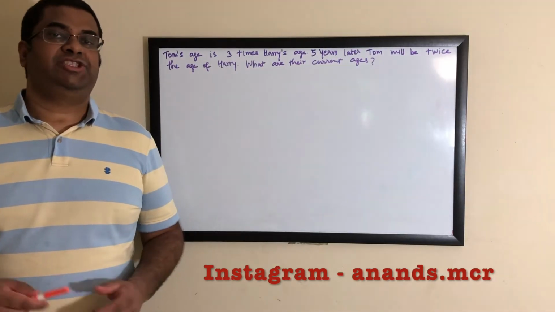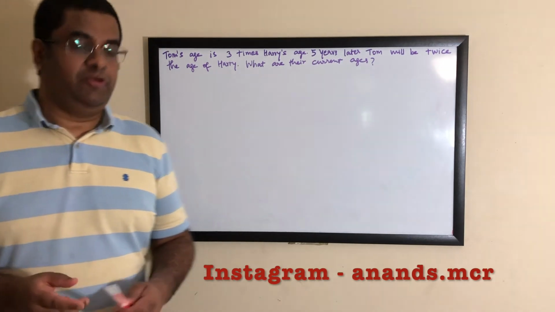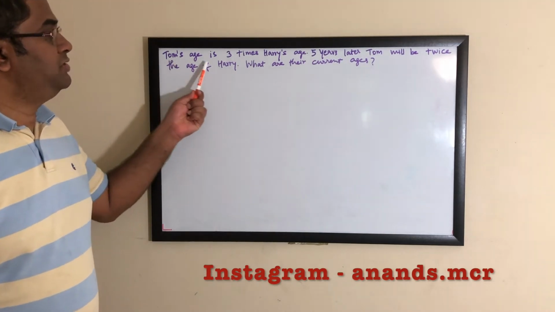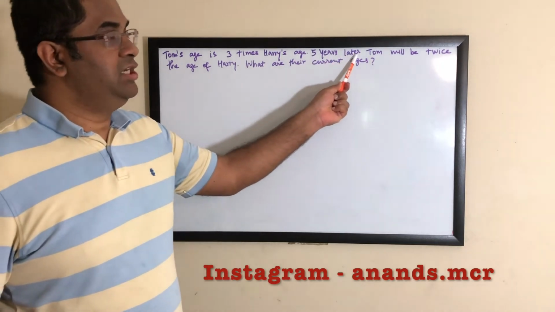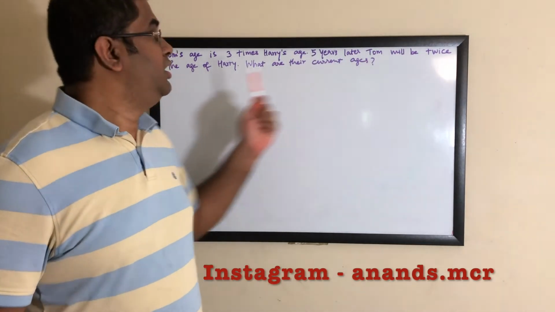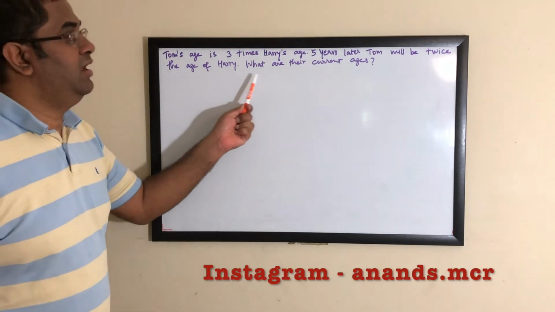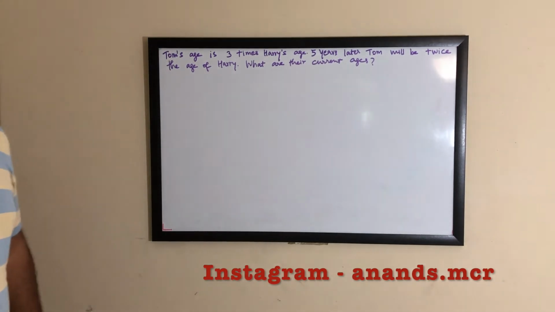Now friends, let us actually look at another problem. Let me read it out. Tom's age is 3 times Harry's age. 5 years later, Tom will be twice the age of Harry. What are their current ages?